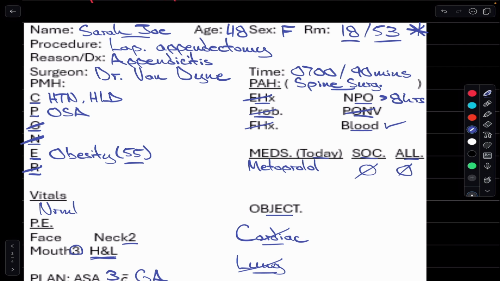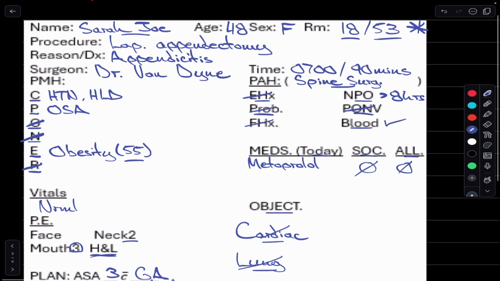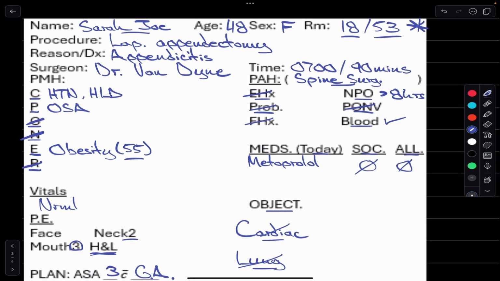So I would then go to my attending and say, hey, I saw this patient. Can I present them? They'd say, sure. And then I would just read off everything that I have. So I would say Sarah Jo is a 48-year-old female who's undergoing a laparoscopic appendectomy for a perforated appendix with Dr. Leslie Van Dyne. She's scheduled to begin at 7 a.m. and is boarded for 90 minutes.